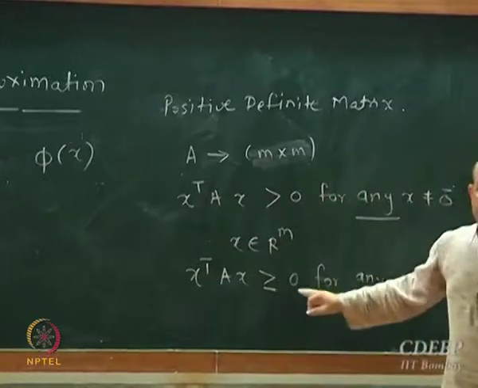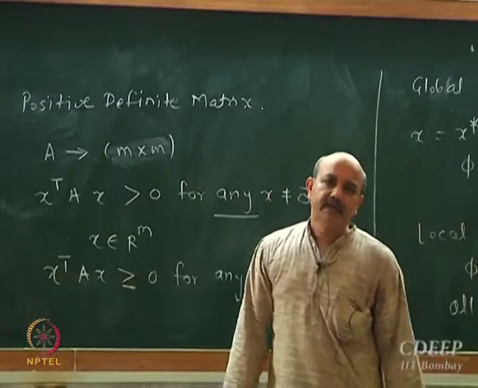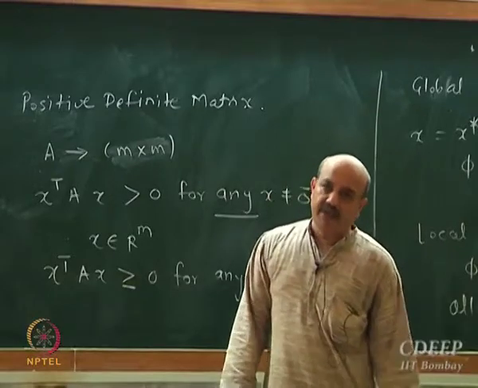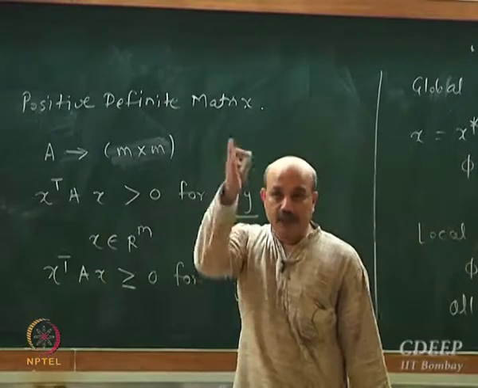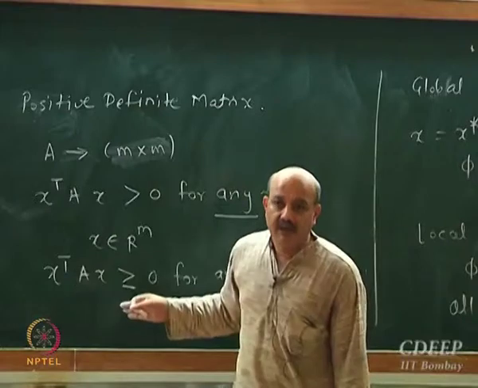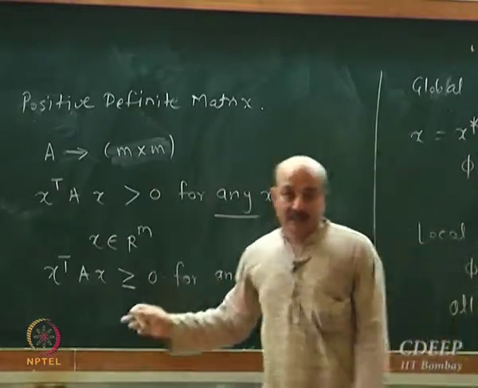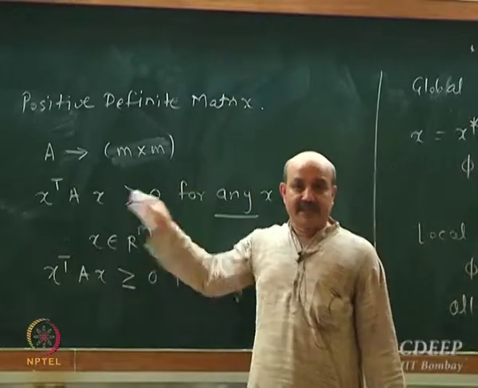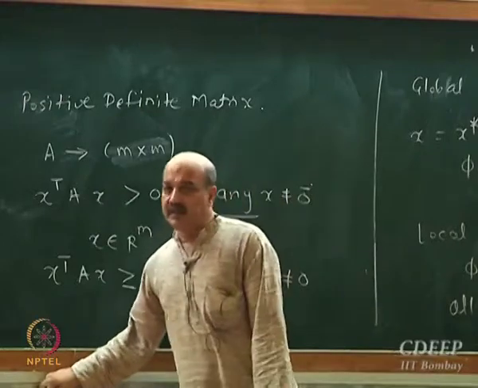So there are some vectors x for which this will be equal to 0. This will happen when the A matrix is singular. Think about it. When the A matrix is singular, its columns are linearly dependent, the null space is not 0, and you will get some such x. This basic definition translates to eigenvalues being positive. We'll look at that a little later.